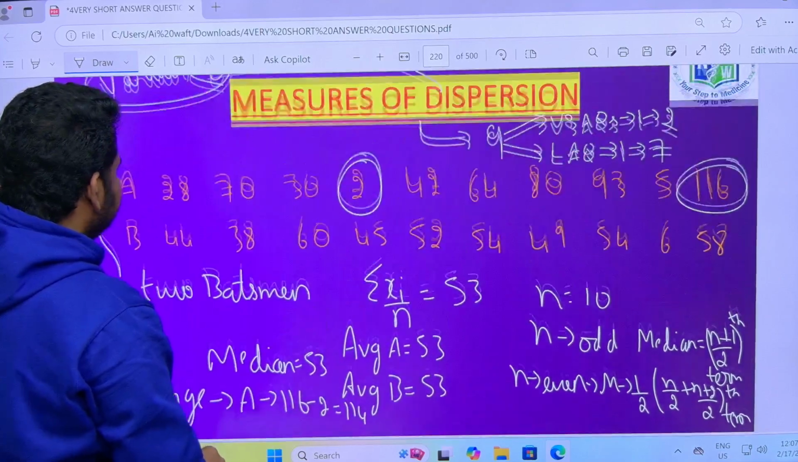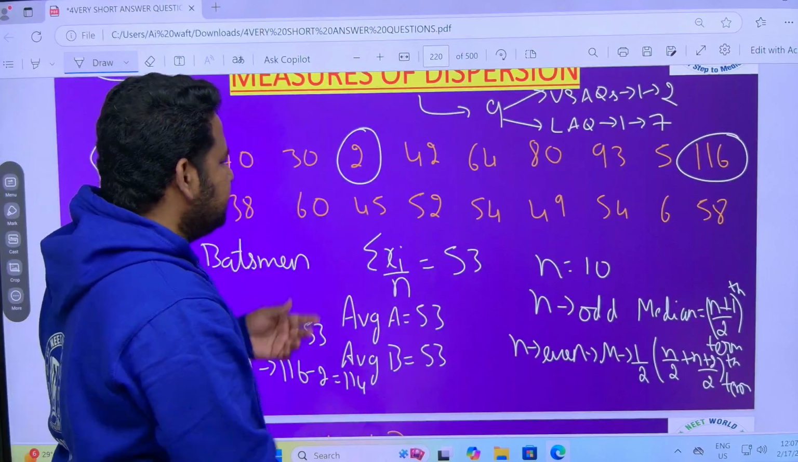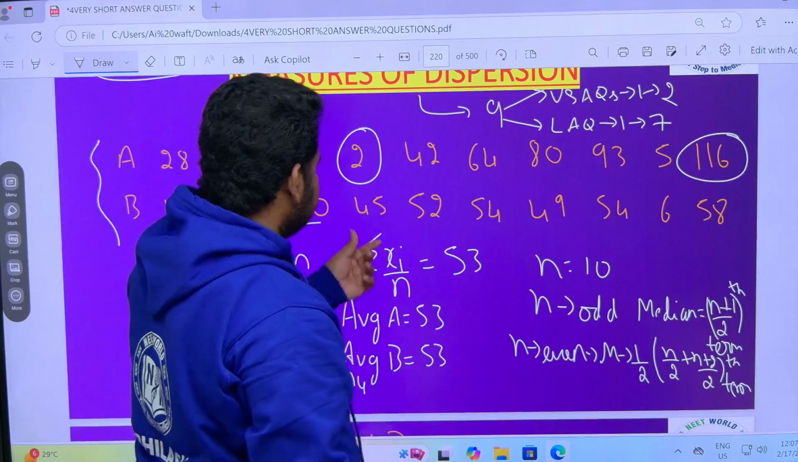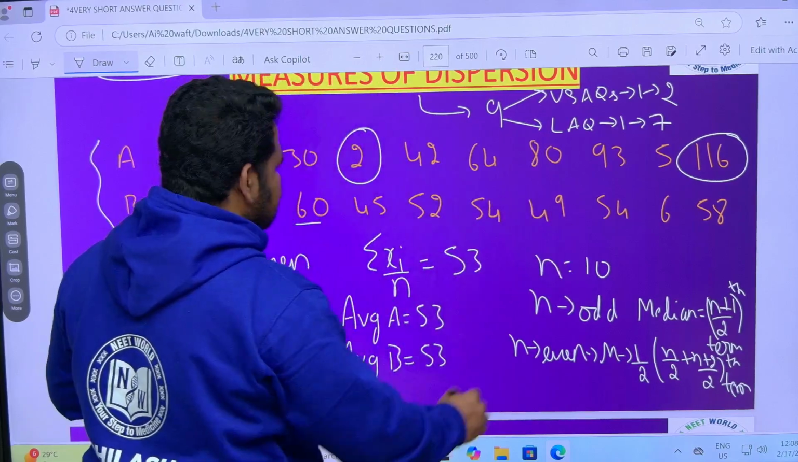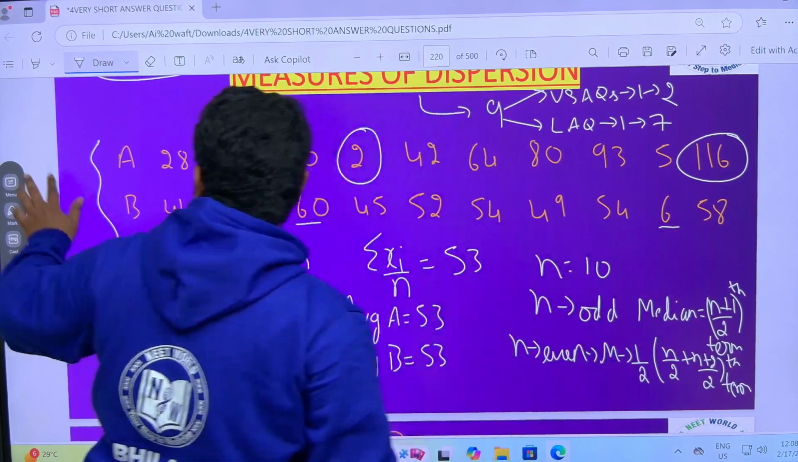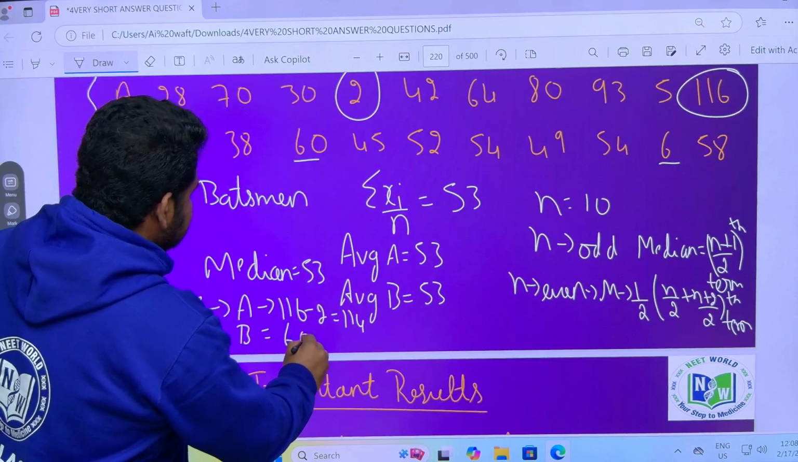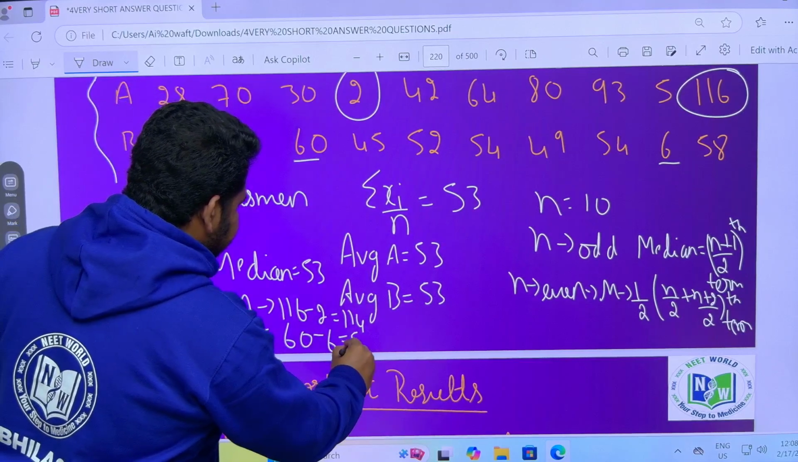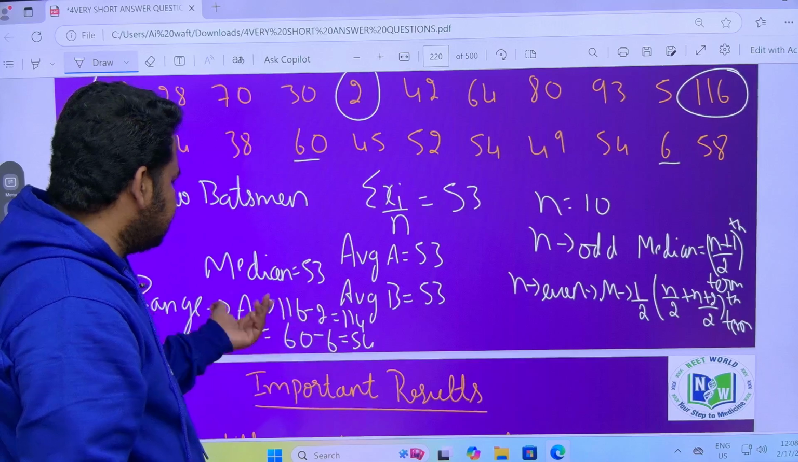Now if you talk about range for B, what is the highest score of B? Highest score of B is 60. And what is the lowest score? You have to look at the lowest score. Lowest score is 6. So B is 60 minus 6, it is 54. So on the basis of range, you can find that they are varying.